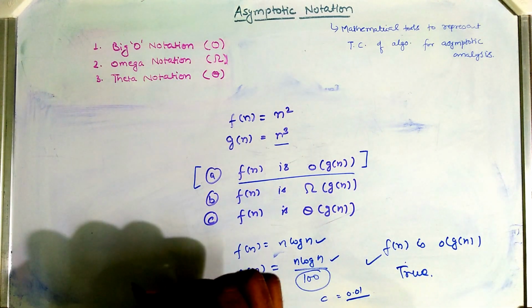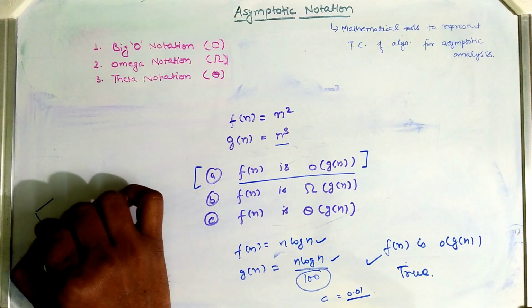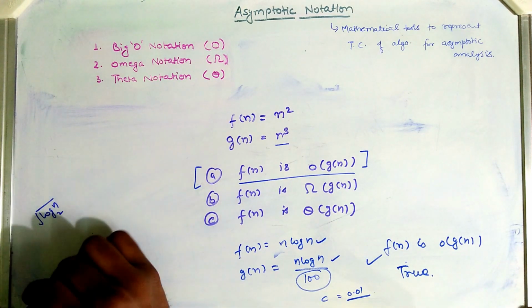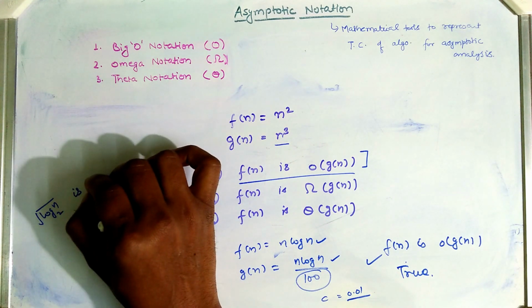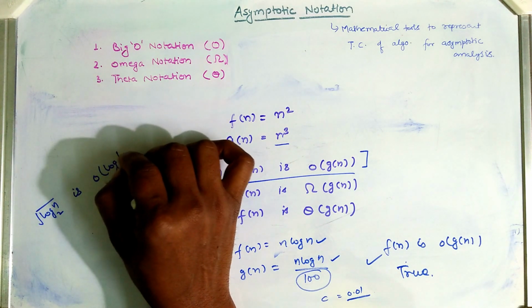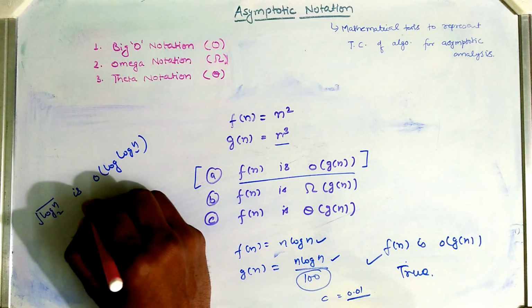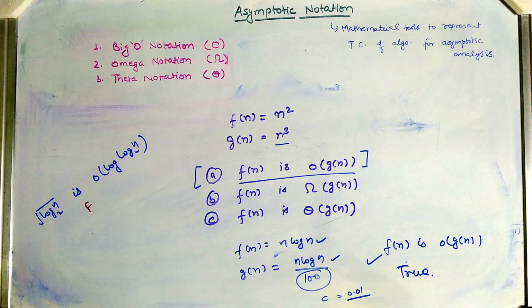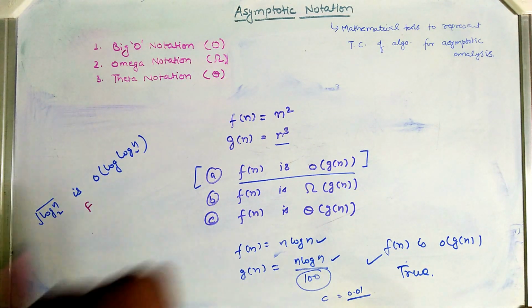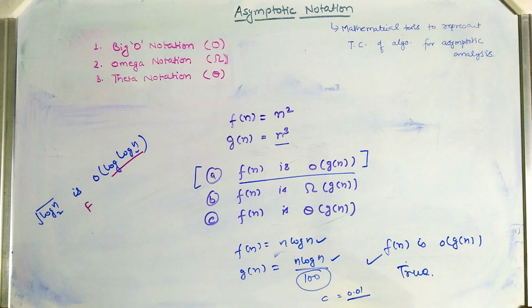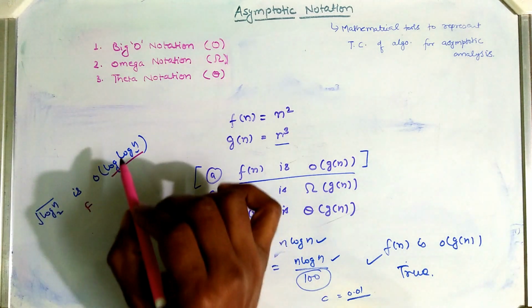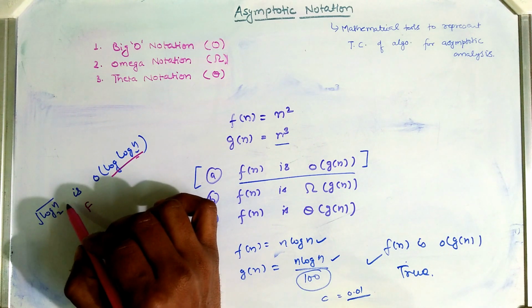Similarly, can I say that square root of log n base 2 is order of log n base 2? Is it true or false? It is false. No, it cannot be possible. Square root of log n base 2 can never be an upper bound for log n base 2. So this is not true.